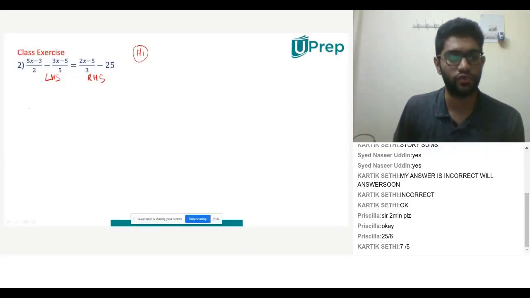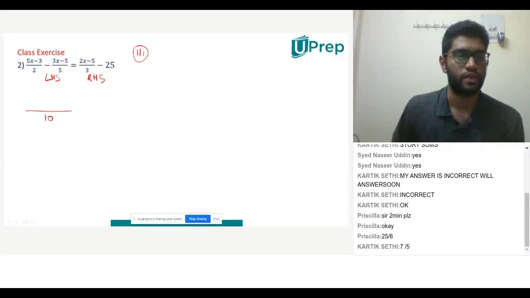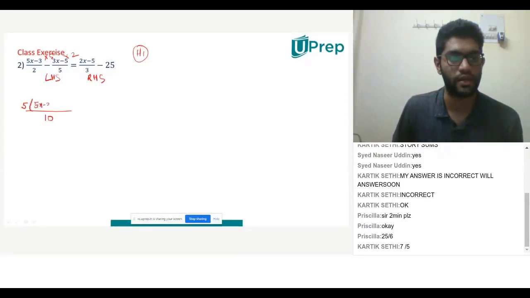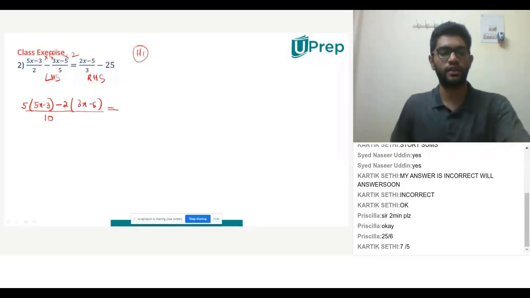So the LCM of 2 and 5 is 10. So I'm going to multiply this by 5 and this by 2. Now, can I write it as 5 into (5x minus 3) minus 2 into (3x minus 5)? Is it clear till here, guys?